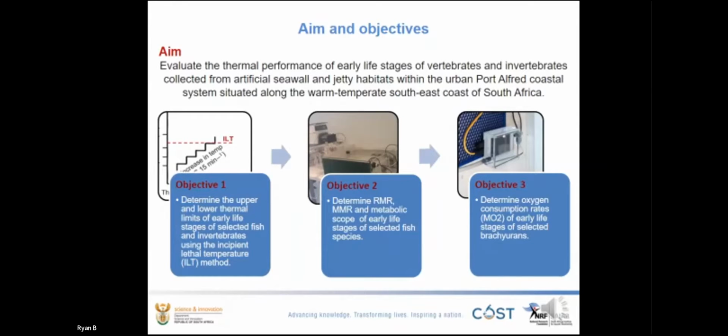And thirdly, determining oxygen consumption rates of early life stages of selected brachyurans using closed respirometry and PreSens equipment at various test temperatures. For the purpose of this presentation, the focus will be on preliminary results and methods for Objective 3.